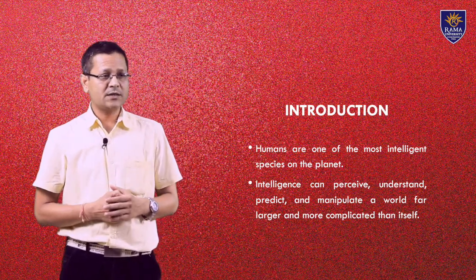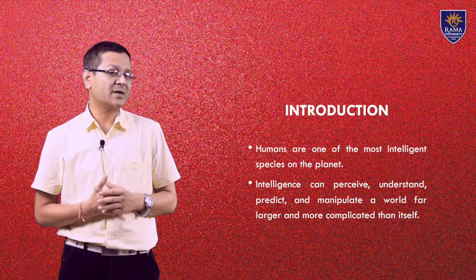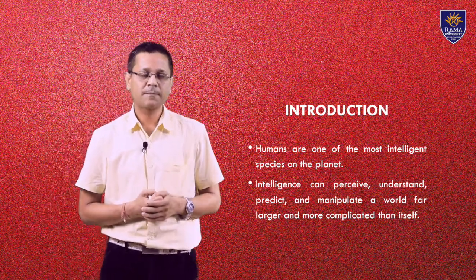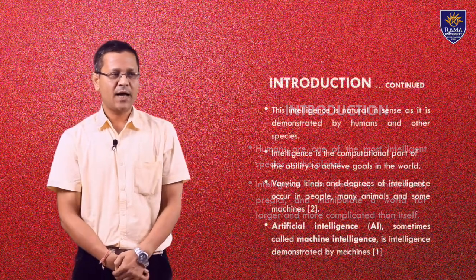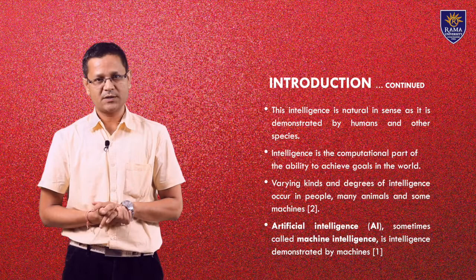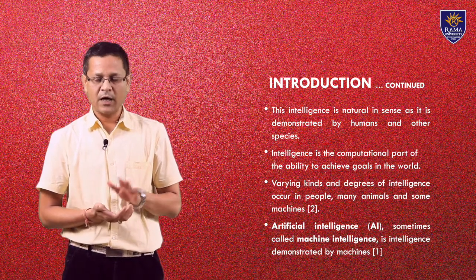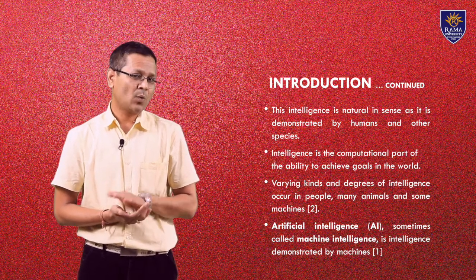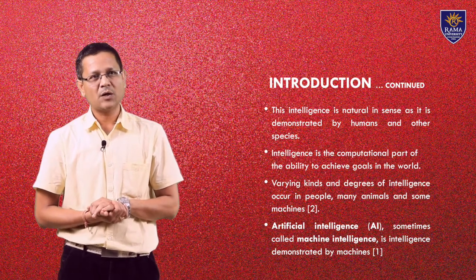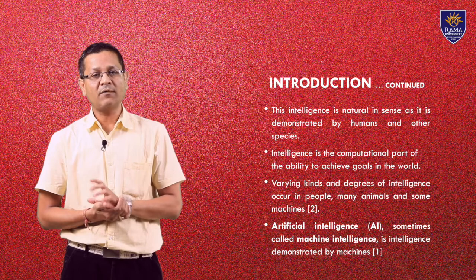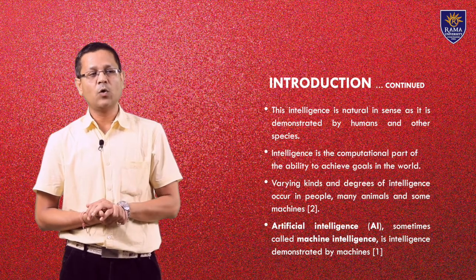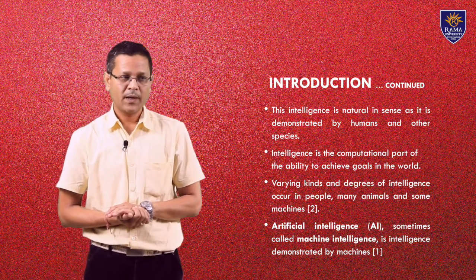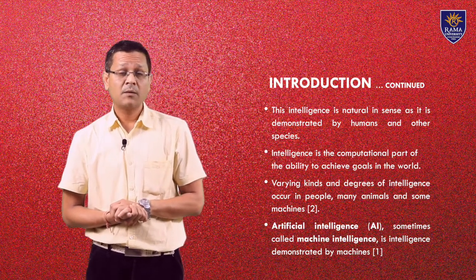So, intelligence is natural in the sense that it is demonstrated by humans and other species. Dogs, dolphins, ants, they are all intelligent species. Now, what exactly is intelligence? Intelligence, we can say, is the computational part of our ability to achieve goals in the world. Various kinds and degrees of intelligence are there in people, in animals and in some machines also.